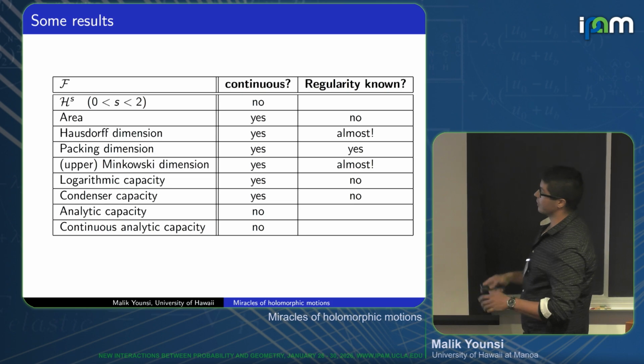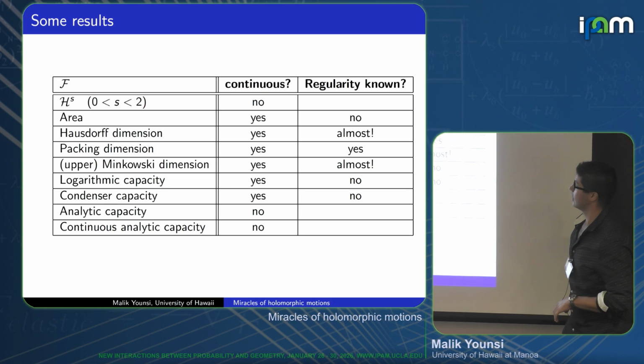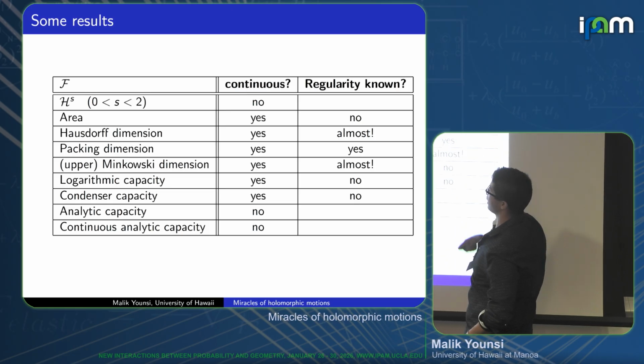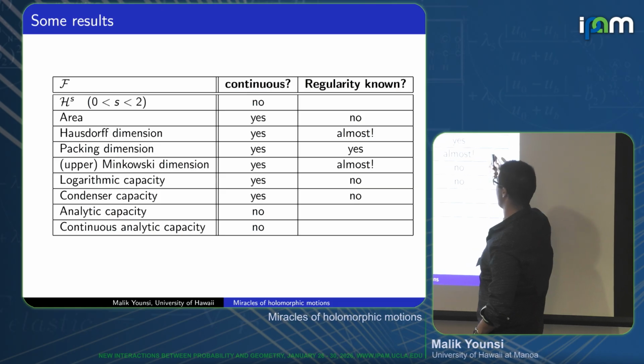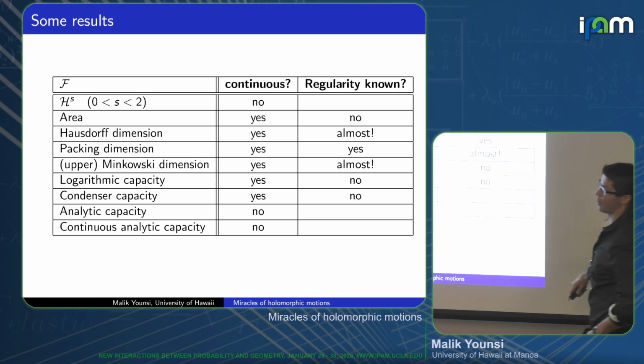And if you know it varies continuously, then you can ask yourself, well, what is the precise degree of regularity? And then in this column, I try to indicate if the answer is known. So for area, we don't know. And for some of the dimensions we know, like packing, that's just part of the work that we do.